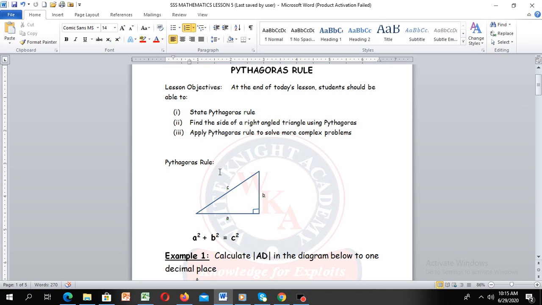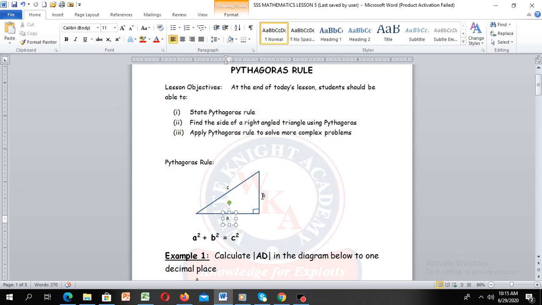Pythagoras rule is actually for right angle triangles. If you look at the right angle triangle that we have here, you can see that there are three sides. You have this adjacent side, and this is also another adjacent side. And then we have the third side, which is called the hypotenuse. So we label it A, B, and C. Side A and side B are adjacent to one another, while side C is called the hypotenuse, which is the longest side of the triangle.